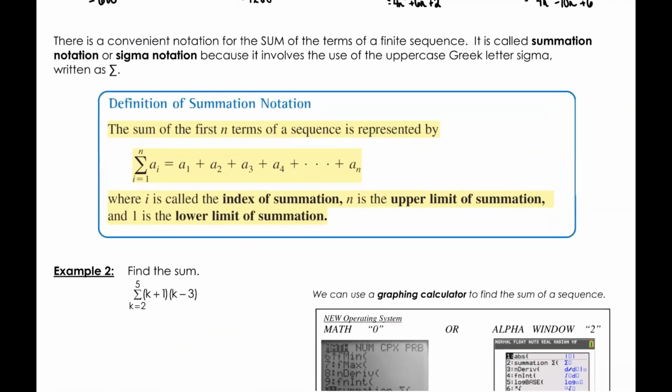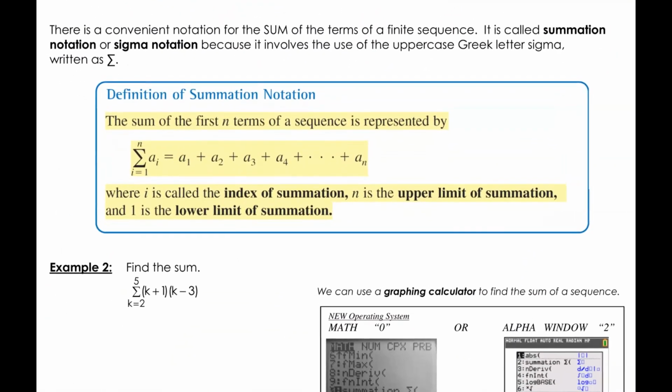The next piece is how to add up the terms of a sequence. There is a convenient notation for the sum of the terms of finite sequences, and this is called summation notation or sigma notation. It's the same thing, and it's because it involves the use of the uppercase Greek letter sigma, which is that sign right there. I'm sure that you've seen that before.